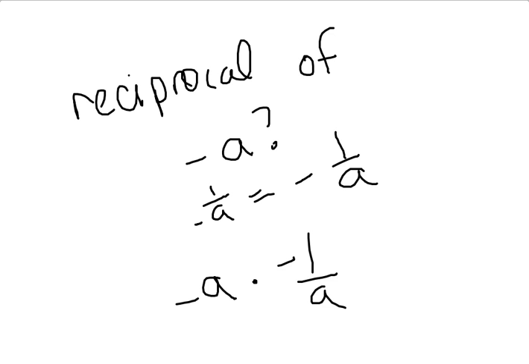Because negative times negative is positive, and a over 1 times 1 over a is 1. So the reciprocal of a negative number is just, you flip it, so it's 1 over that number. And of course it has to be negative, because you need 2 negatives to make a positive. 2 wrongs don't make a right, though. Just remember that.